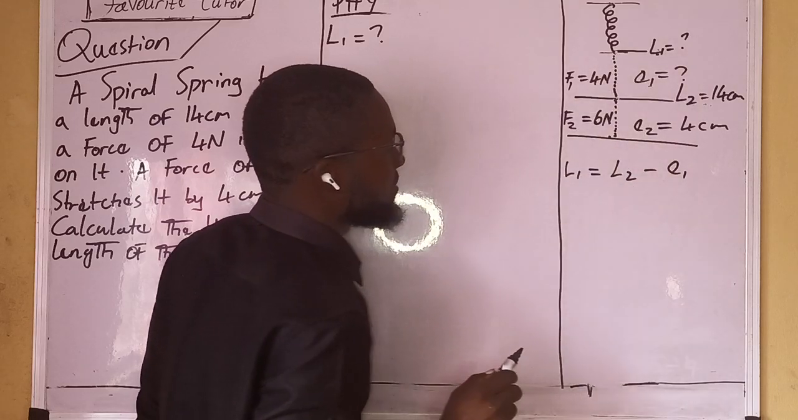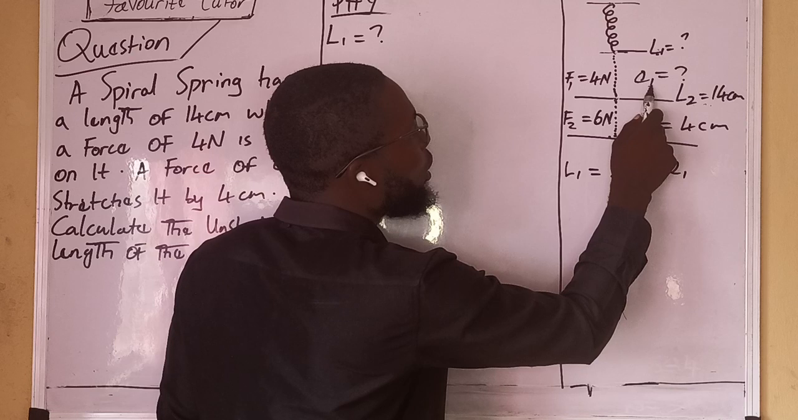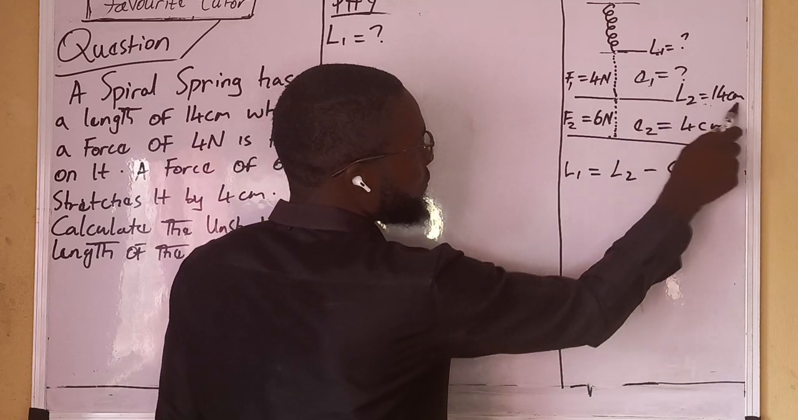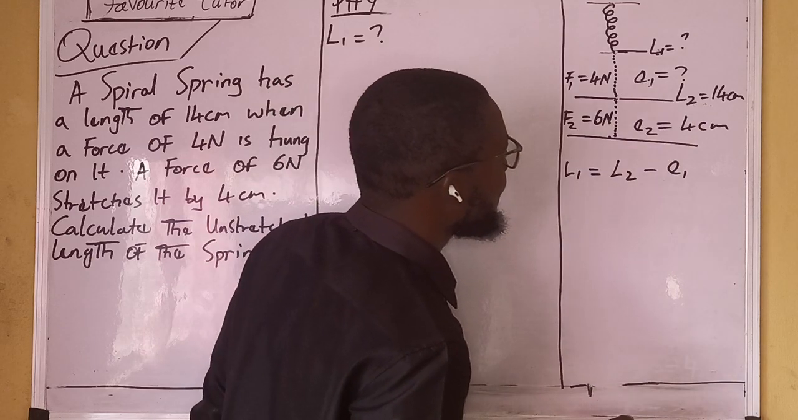So if we subtract this place from length 2, we get length 1. So our major aim right here is to get extension 1. We already have length 2 from the question. We need to get extension 1. Okay.